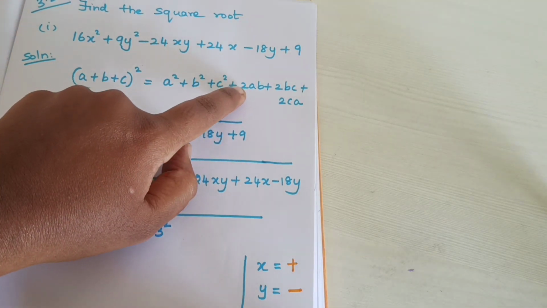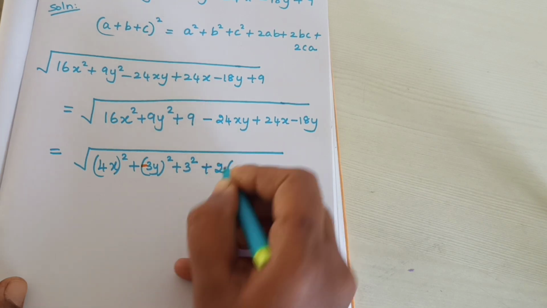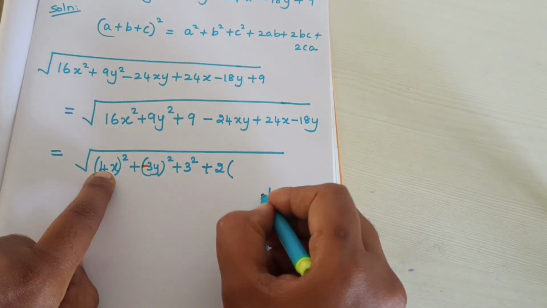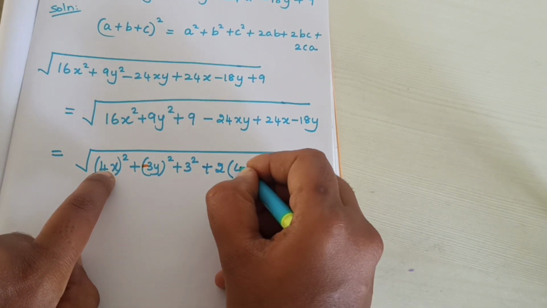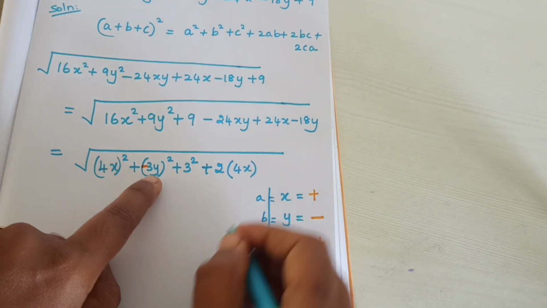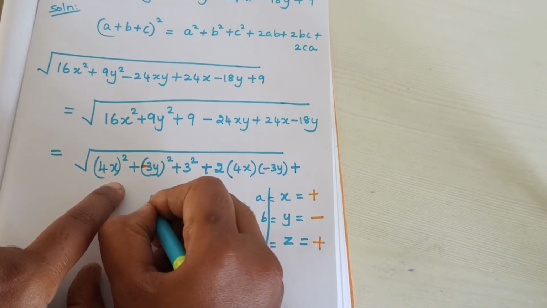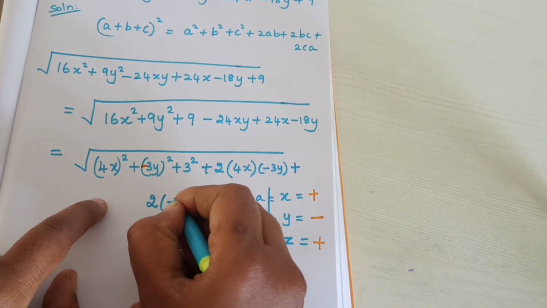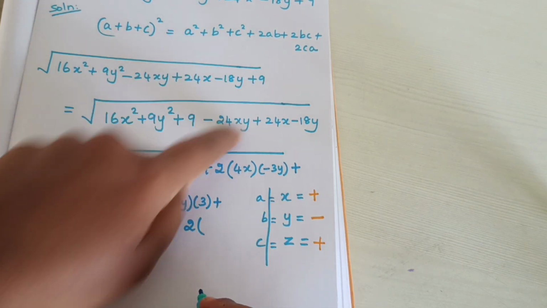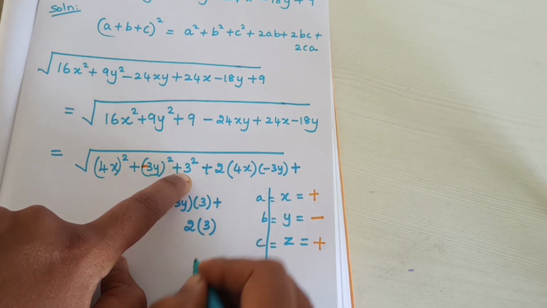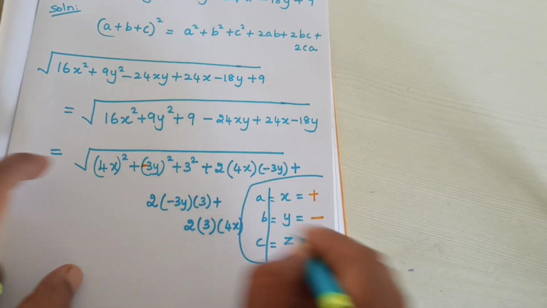What is the next term? Fourth term, plus 2ab. So plus 2 into, what is a? A means first term. Here a, b, c. That means a means 4x, into b which is -3y, plus 2bc. So 2bc, b into c, -3y into 3, plus 2ca. C means 3 and a means 4x. Okay, these are all rough work and it will come here.